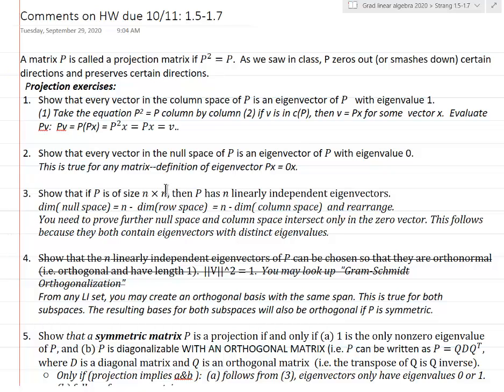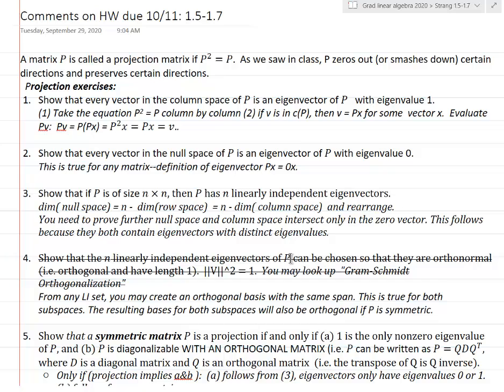So I have an orthogonal basis for the column space. I have an orthogonal basis for the null space. So all I have to show is that these two different bases are orthogonal as well. And what I didn't include in the original problem was to assume that P is symmetric.